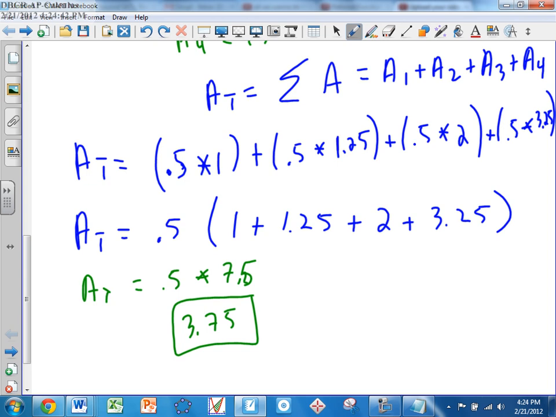Christian, what do you think is going to happen with the right technique? We're going to start from the right side. Good. And what do you notice about the answer? Will it be bigger or smaller? Bigger. Because that's an overestimate, and this was an underestimate.